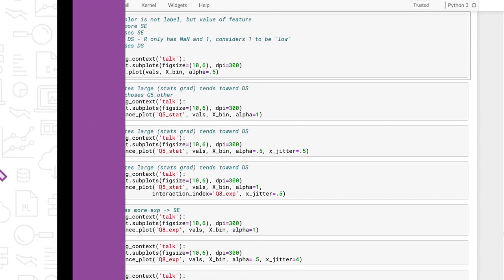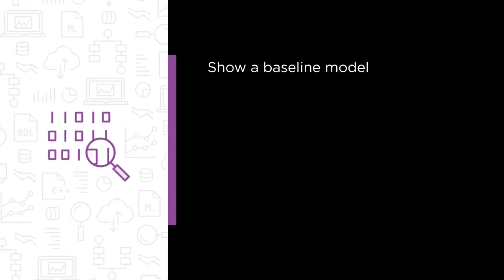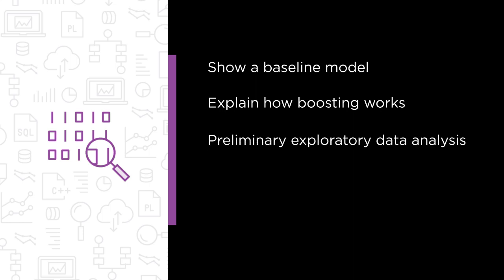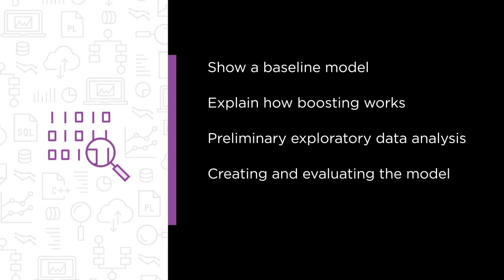In this course, we'll dive into the underpinnings of the XGBoost algorithm. We'll show a baseline model and review the decision tree, the fundamental model that XGBoost is based on. Then we'll explain how boosting works and how XGBoost implements it. Using Jupyter Notebook demos, we'll show preliminary exploratory data analysis. We'll practice creating the model, evaluating it, and explaining it. Using third-party libraries, we'll explore feature interactions and explaining models.